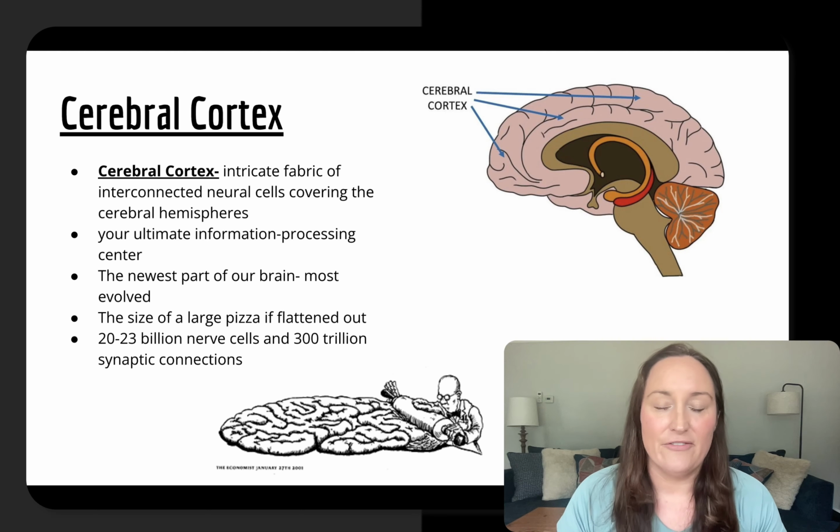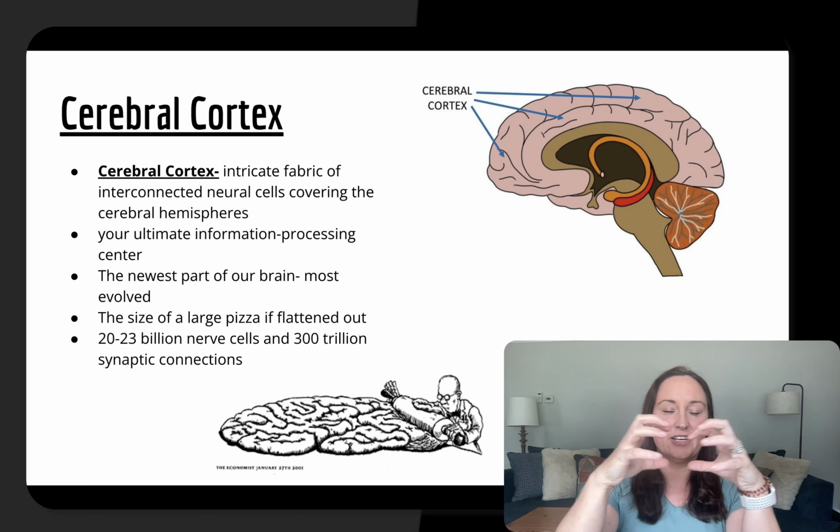Next level of the brain house is our cerebral cortex. So this is part of the forebrain.